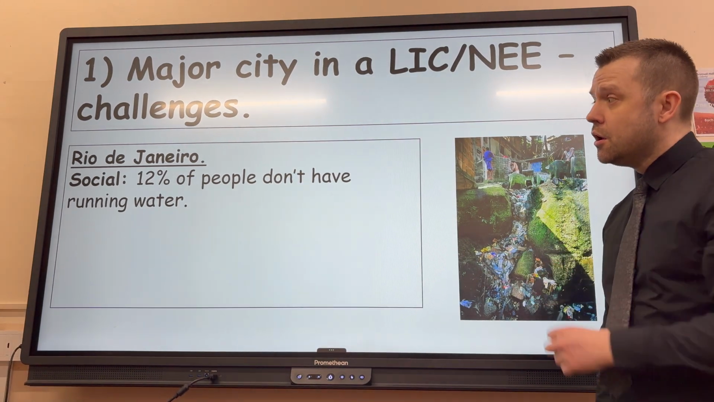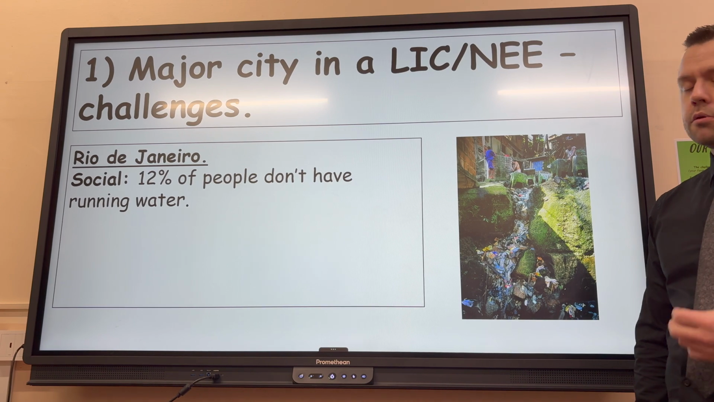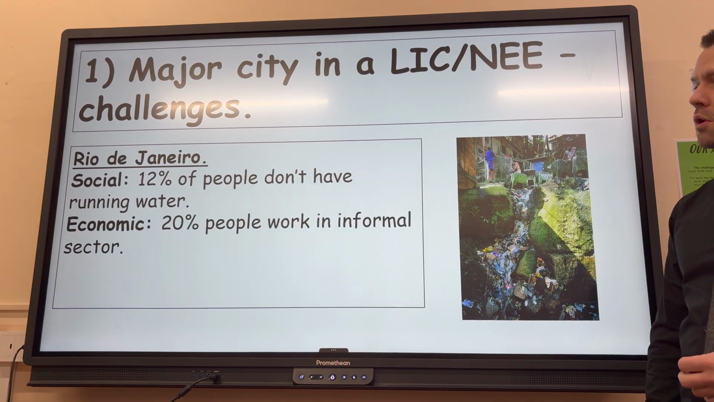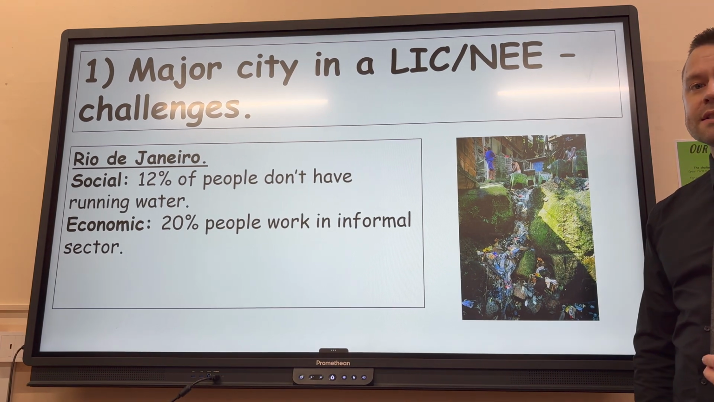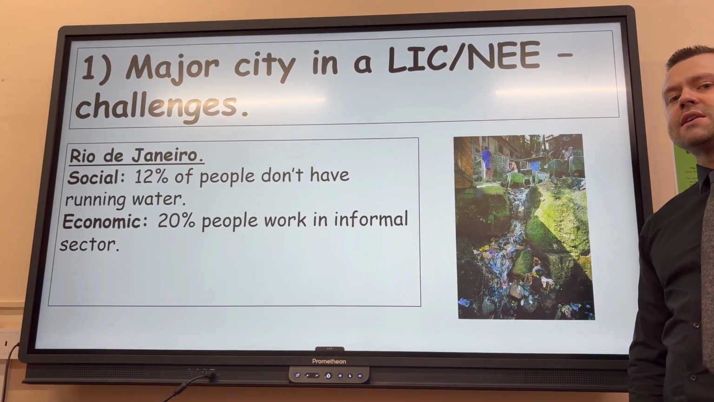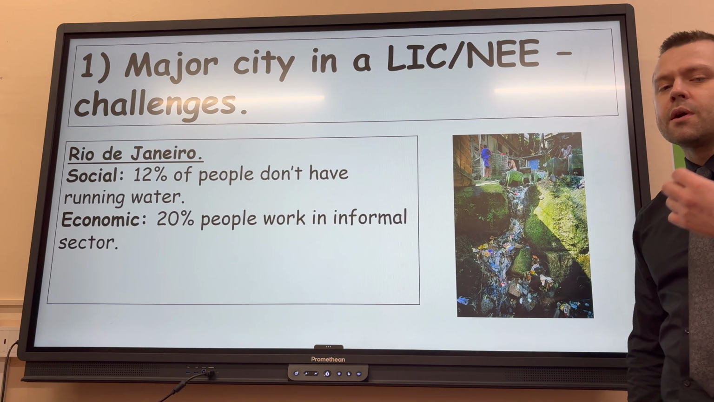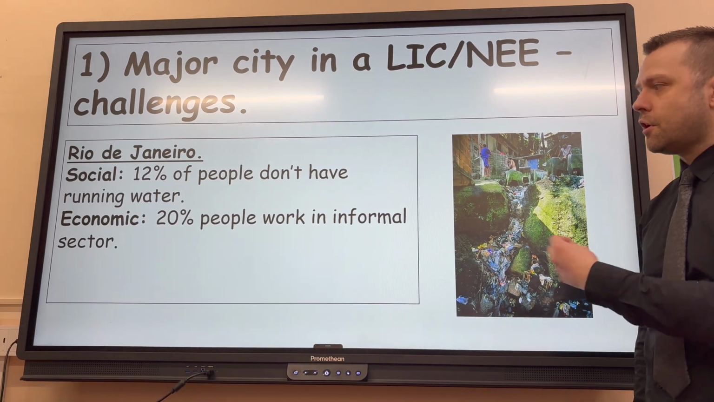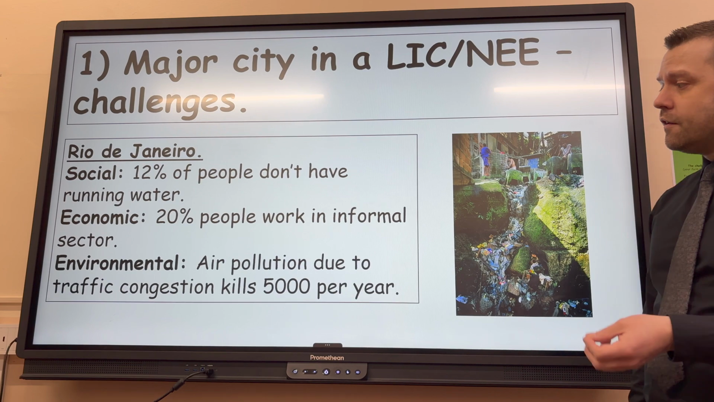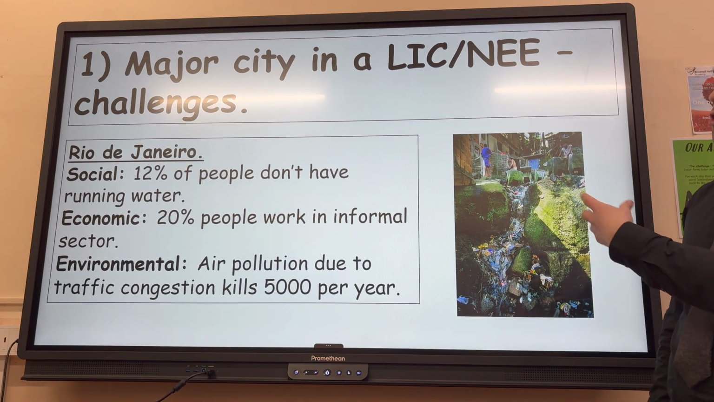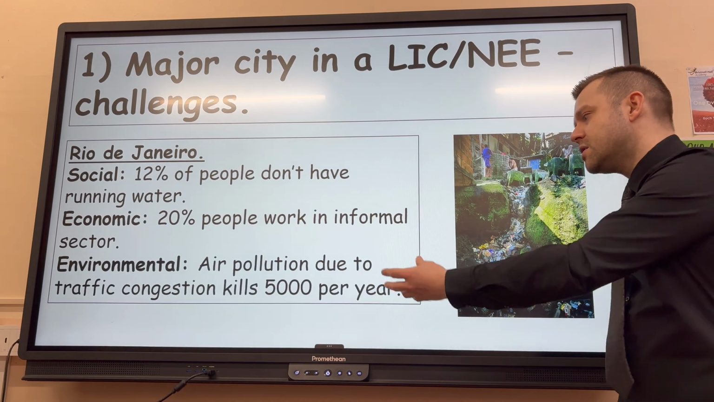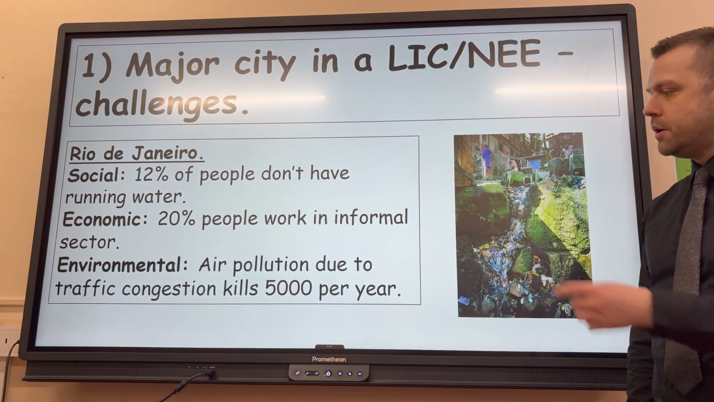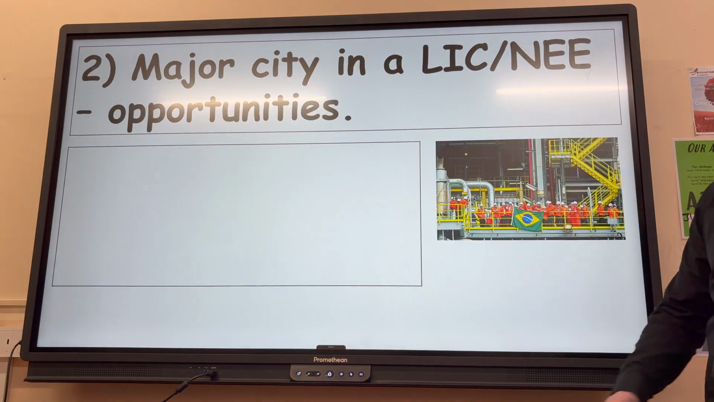Now facts. Social: 12% of people don't have access to clean running water. Economic: 20% of people work in the informal sector. This is cash in hand work where tax doesn't go to the government, and you also don't get the benefits of things like holiday pay, and it's often low paid. And finally, we've got air pollution due to traffic congestion, smog, smoke mixed with fog, and this kills around 5,000 people per year, so you can link this to your social challenge.